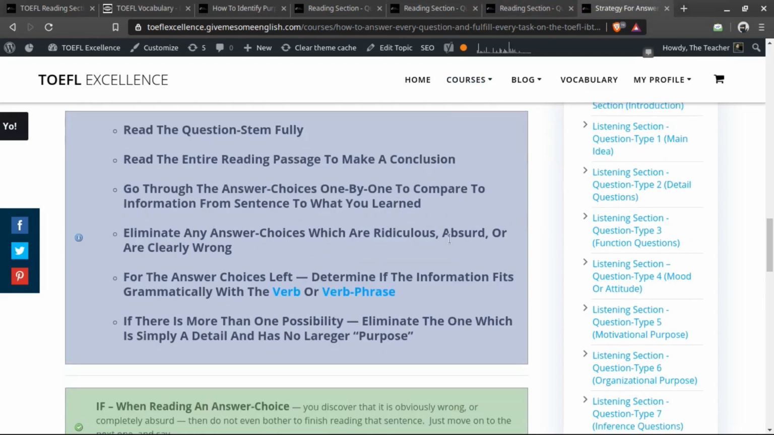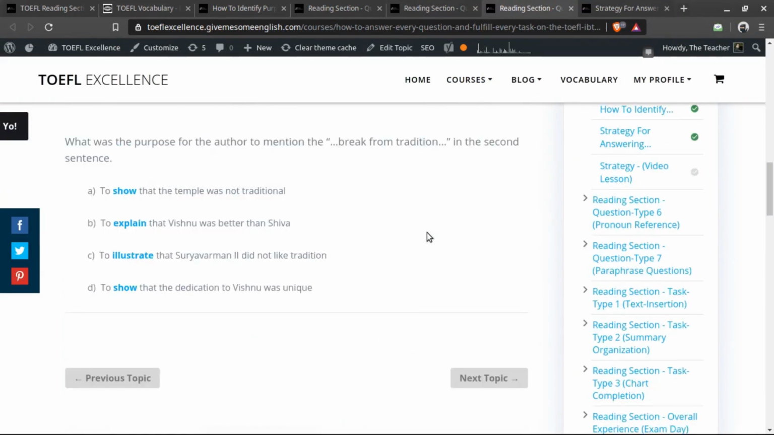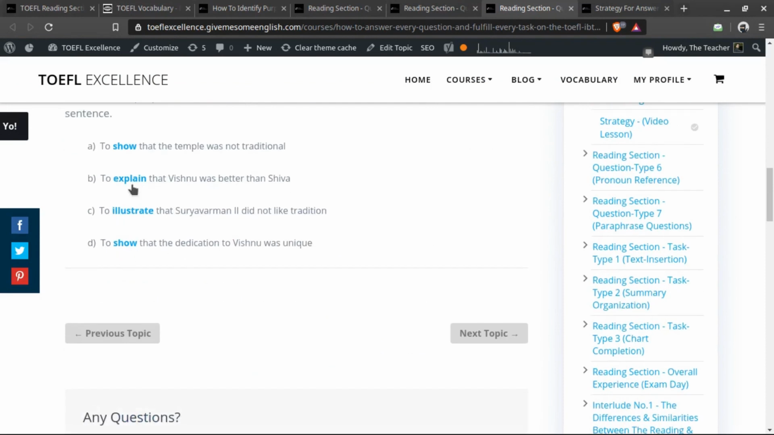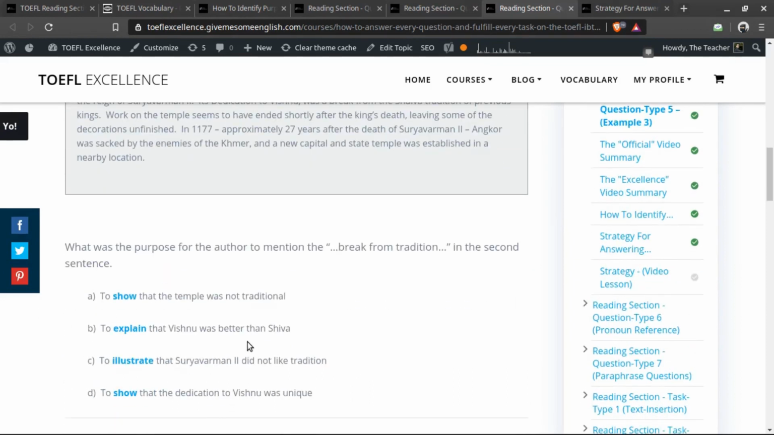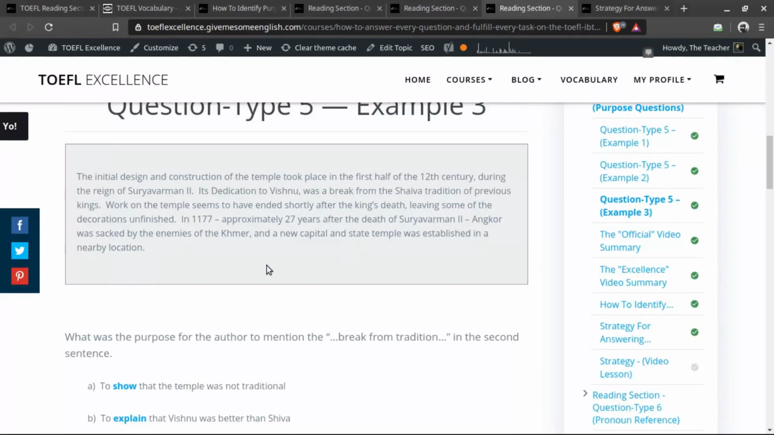And then you eliminate any answer choices which are ridiculous or absurd. For example, here, to explain that Vishnu was better than Shiva. Okay, so even if you don't really know who Vishnu and Shiva are, if you've read the reading passage, you'll know that that's pretty ridiculous. Also, there's nothing that mentions that.